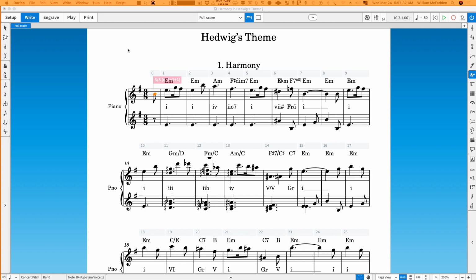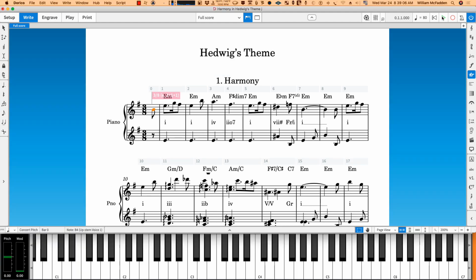So let's go ahead and take a look at the theme with the chords listed being played underneath the theme. And then we'll go through the analysis of each of the chords and their function. So here we go.